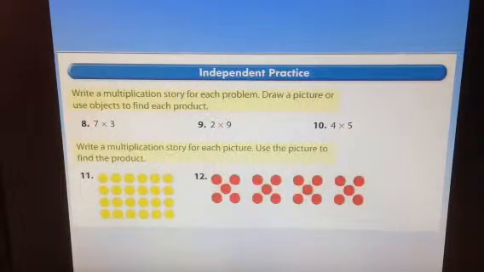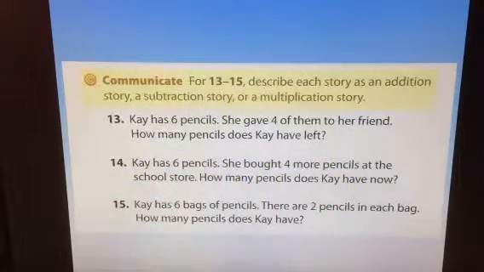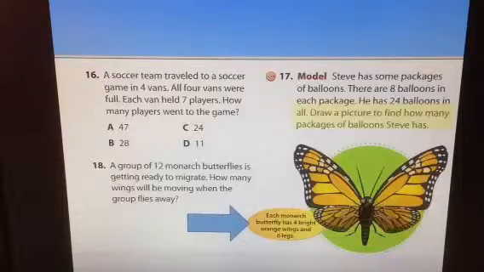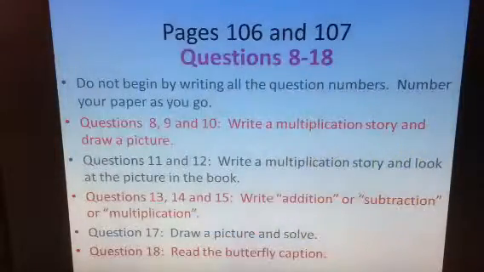We looked at some of the directions in the textbook today so that we weren't doing the problem incorrectly. You were supposed to be writing a story and drawing a picture. I highlighted some from this page as well so that they knew they weren't solving them, just saying whether it was addition, subtraction, or multiplication. And we pointed out some details that we needed to pay attention to in these as well. And that was it for today.